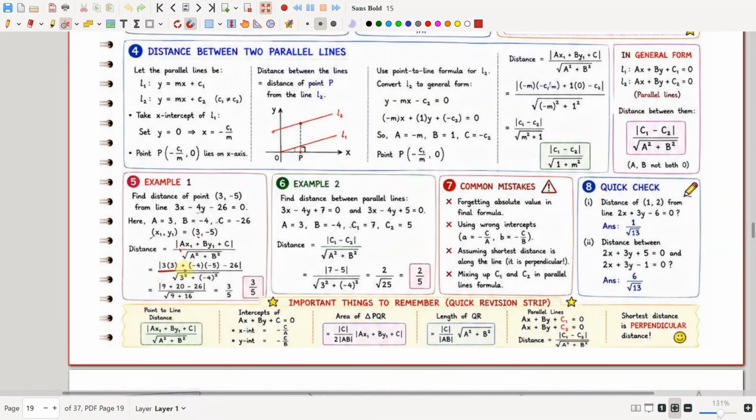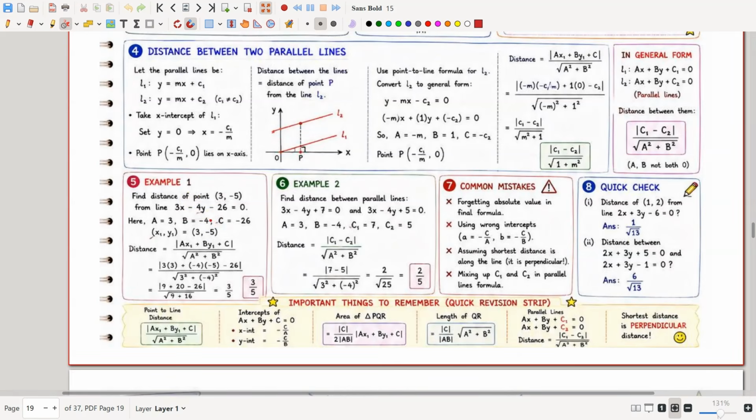So 3 into 3 plus minus 4 into minus 5 minus 26 divided by root of 3 square plus minus 4 whole square, which is modulus of 9 plus 20 minus 26 divided by root of 9 plus 16. We are using this modulus because distance cannot be negative. So 20 minus 26 will be minus 6, and 9 minus 6 will be 3. So 3 divided by 5 will be the distance between this point and the line.